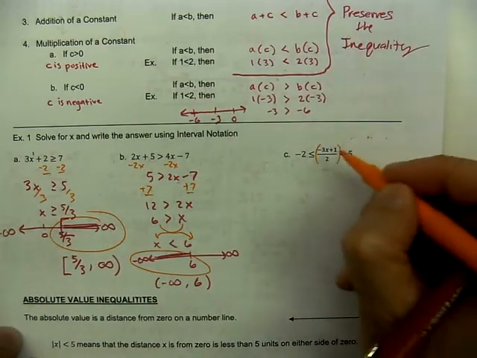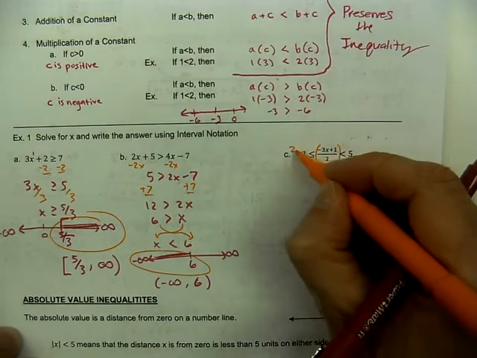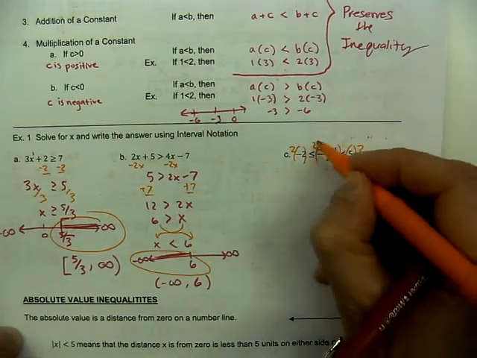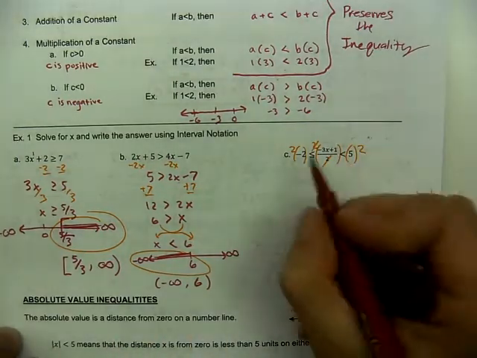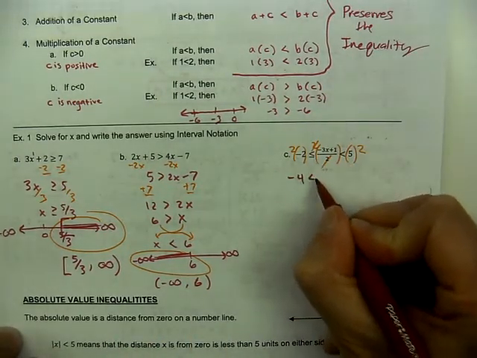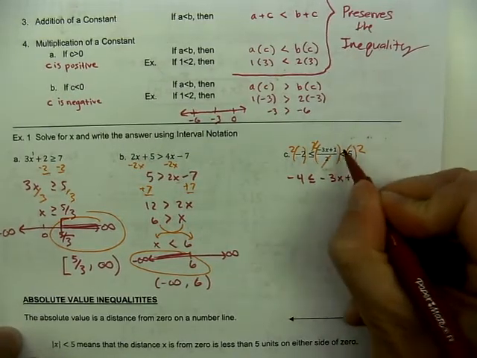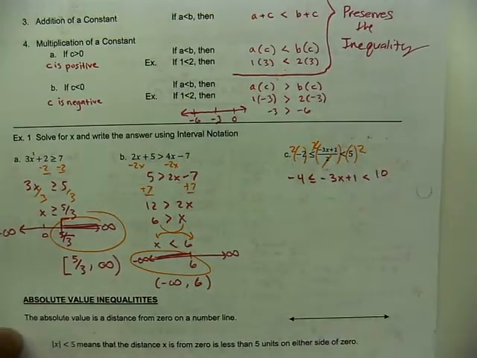I'm going to multiply everything by 2. That means we multiply the left side by 2, the middle by 2, and the right side by 2. In the middle, 2 over 2 cancels out. So we now have negative 4 less than or equal to 3x plus 1 less than 10.